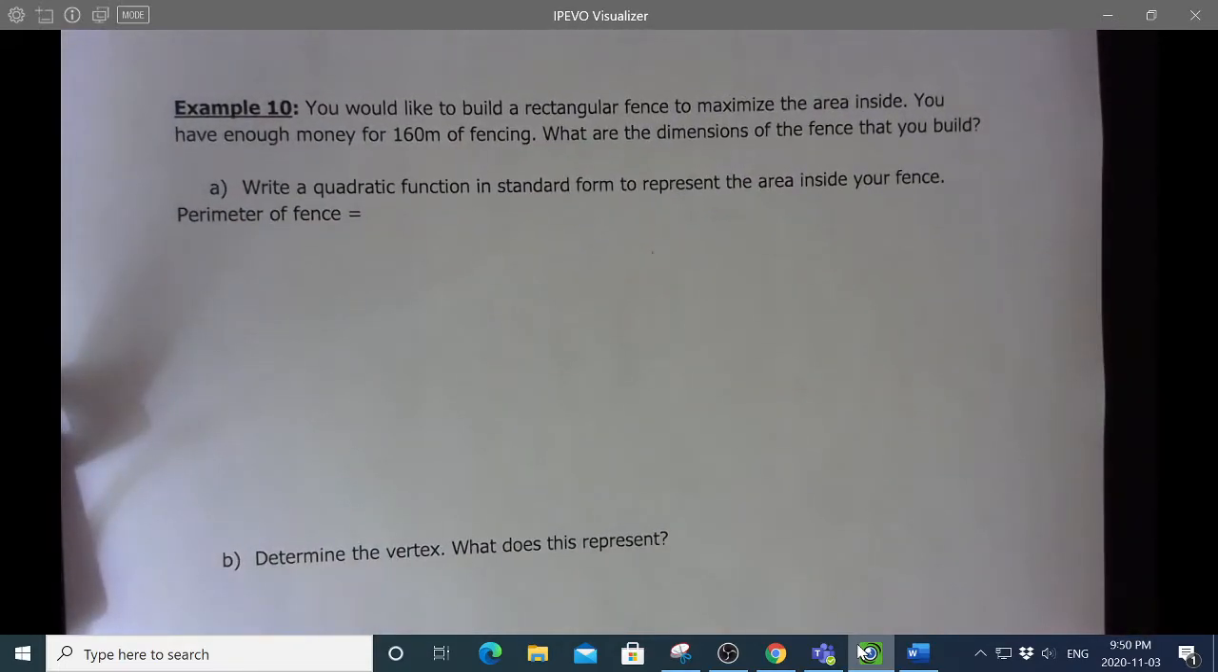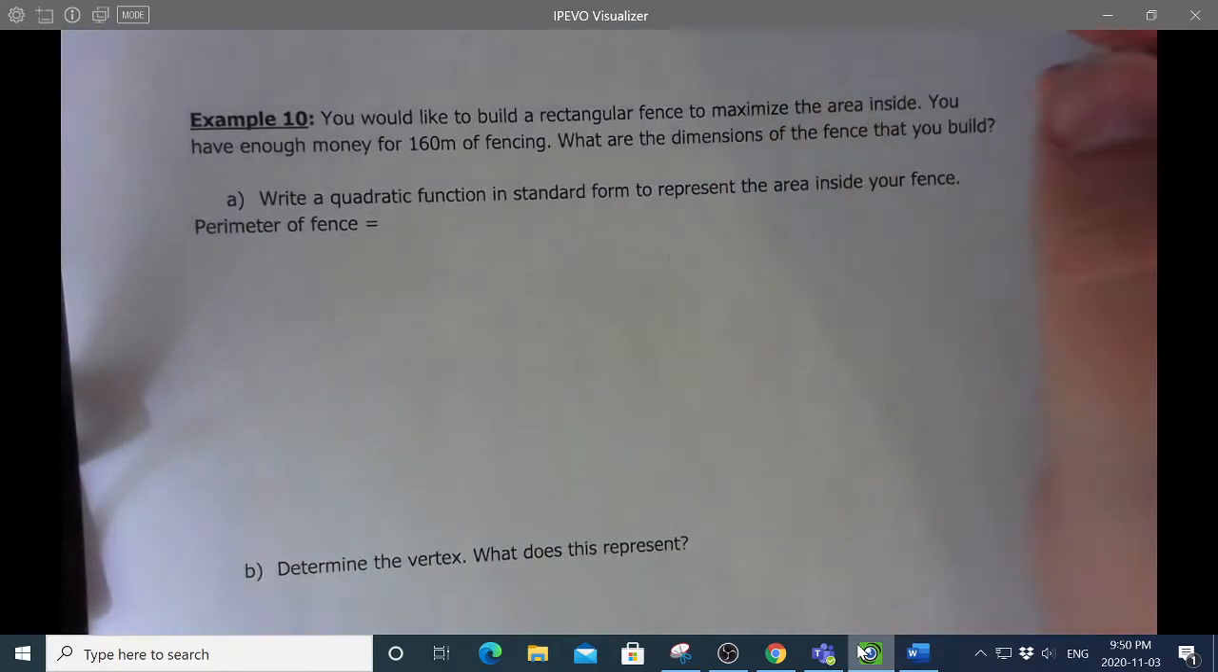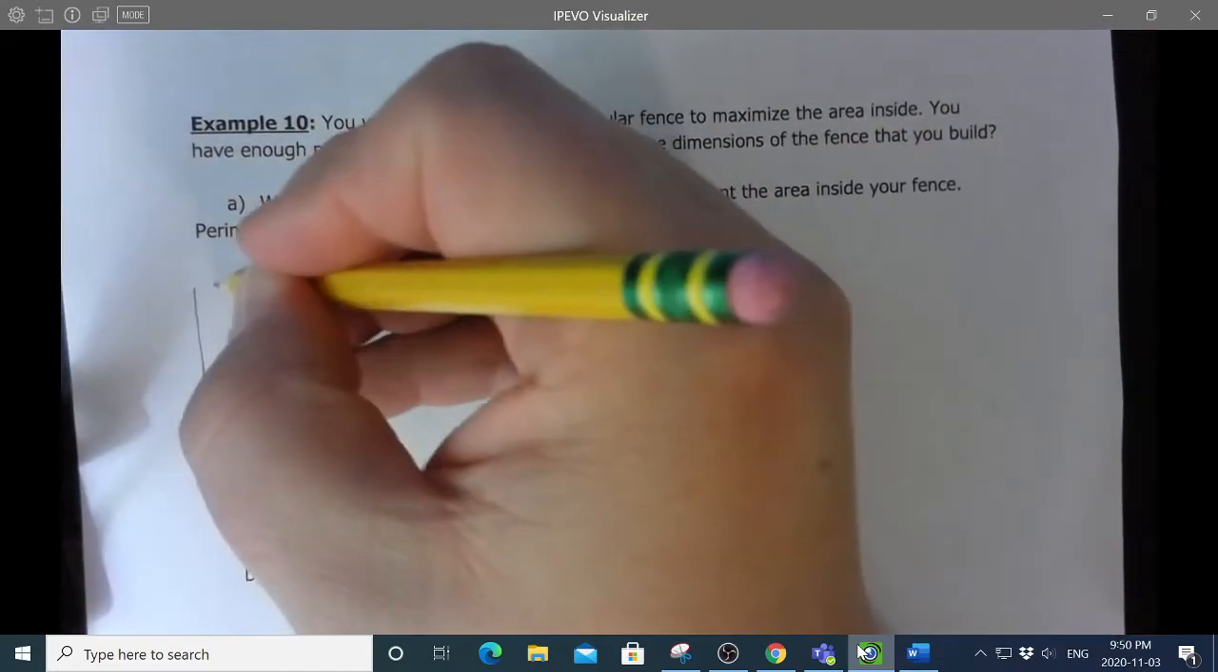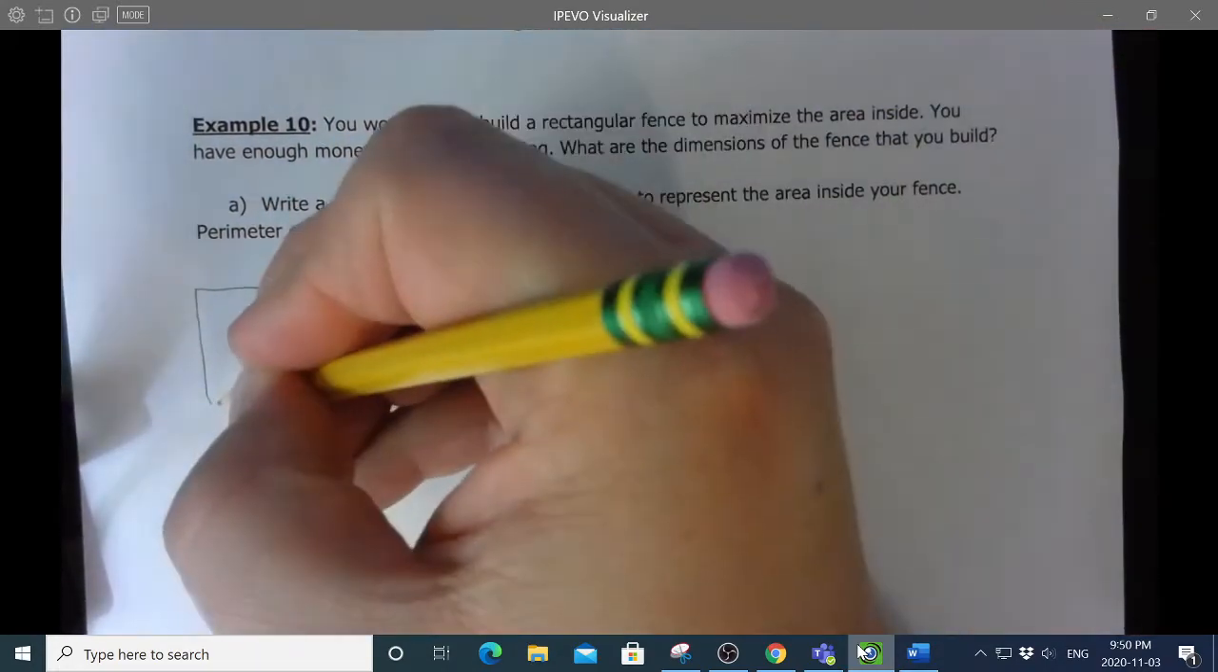Example 10, you would like to buy a rectangular fence to maximize the area inside. You have enough money for 160 meters of fencing. What are the dimensions of the fence that you build? Write a quadratic function in standard form to represent the area inside your fence. Okay, so let's draw a fence, shall we? It's a rectangular fence. And what do I know about it?